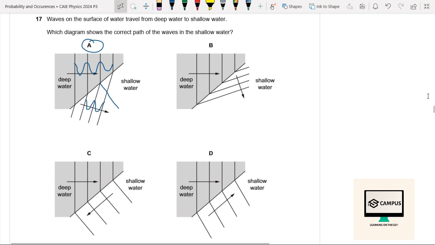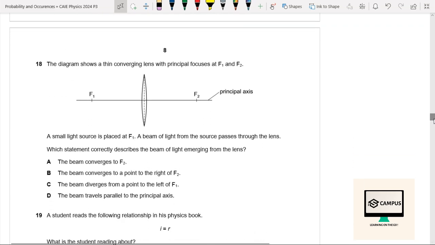Moving on, question number 18. The diagram shows a thin converging lens with the principal focuses f1, f2. A small light source is placed at f1. Let's say this is the light source. And a beam of light from the source passes through the lens. Which statement correctly describes the beam of light emerging from the lens? All right, so since this is passing through the center of the lens, it should travel straight along the principal axis. So that's not called convergence, but it will reach point f2, but that's not called convergence. Yeah, the beam travels parallel to the principal axis.